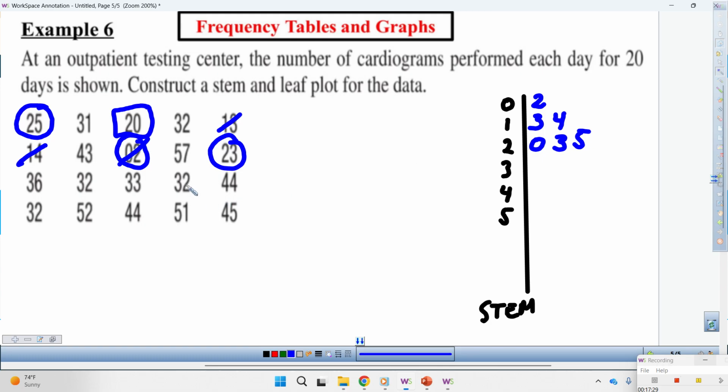Next, 30s. What do we have? 32, 32, 33, 32, 32, 31. Let's start with 31. How many 32s? 1, 2, 3, 4. So we do 1, 2, 3, 4. What else do we have? 33. Any other? And 36?